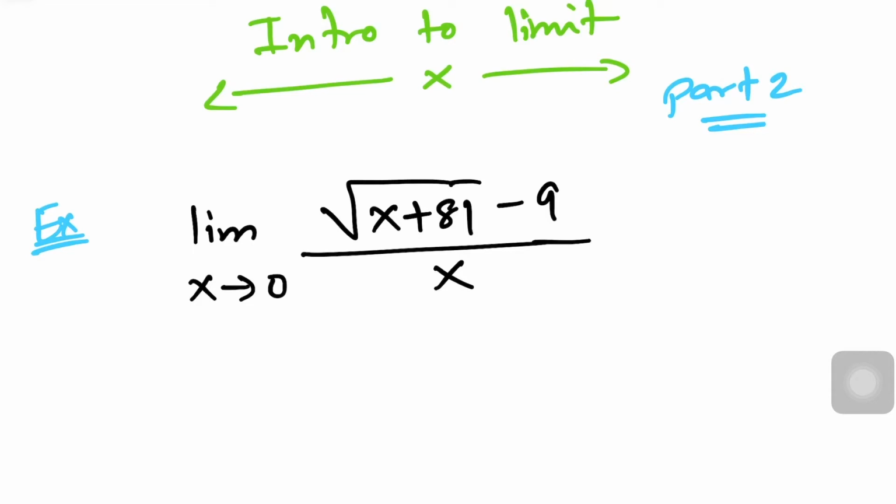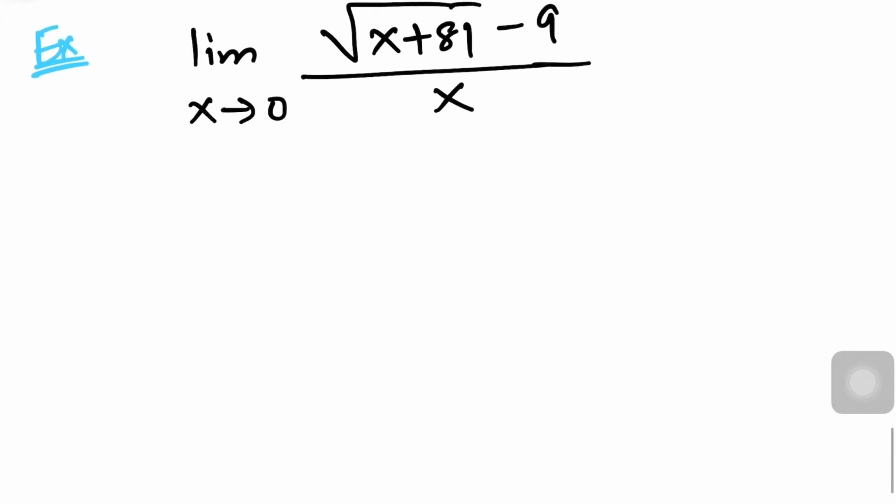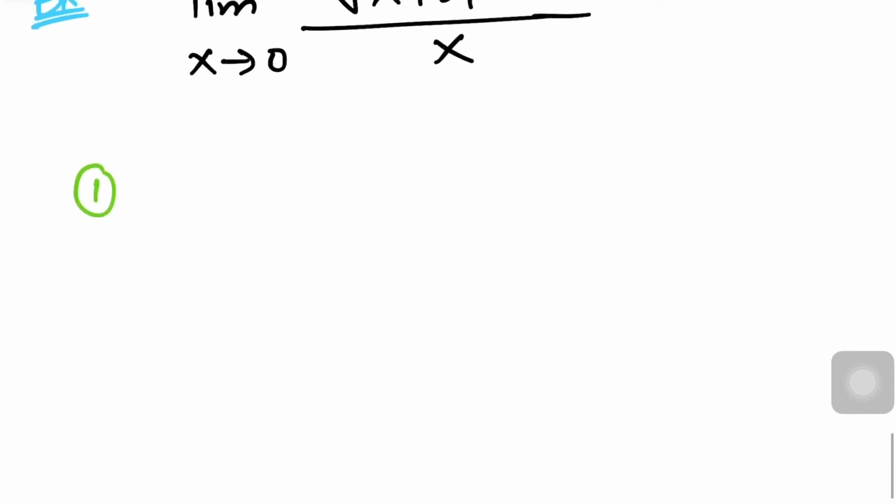So today we're going to talk about limit part 2. Let's take a look at the example. The limit of square root of x plus 81 minus 9, over x, as x approaches 0 equals what? We want to solve this problem. Before I show you how to solve this problem, I want to talk to you about two things.